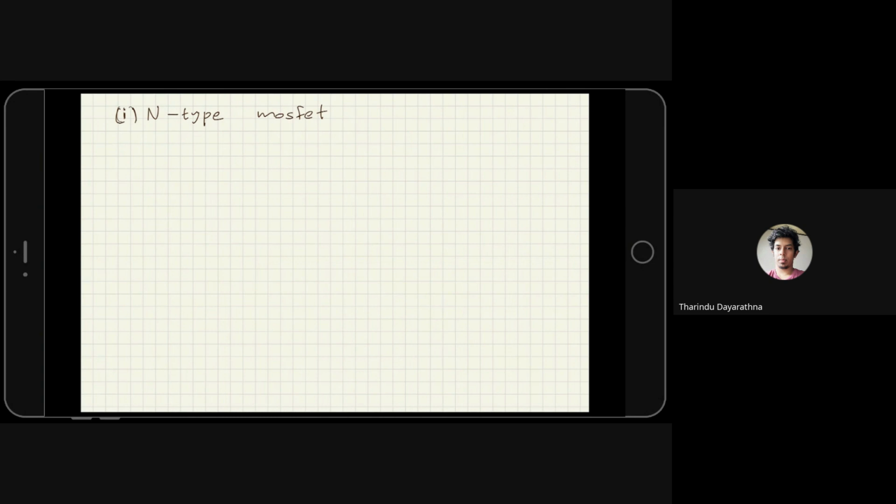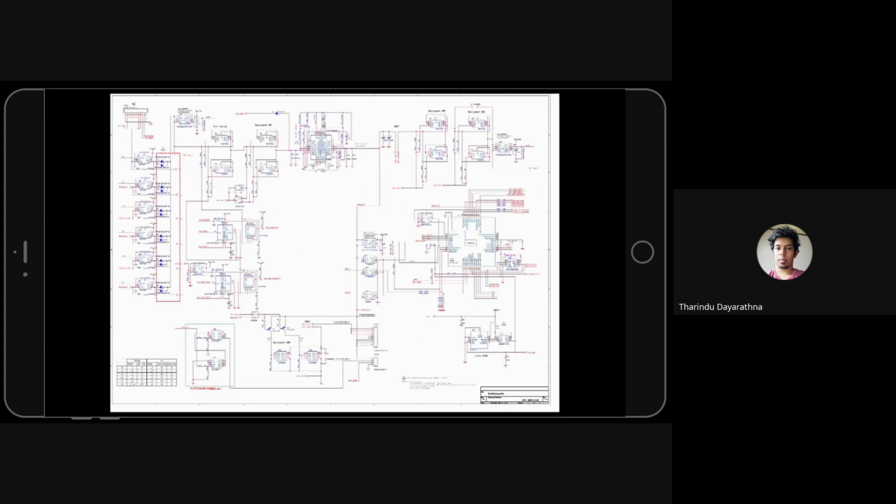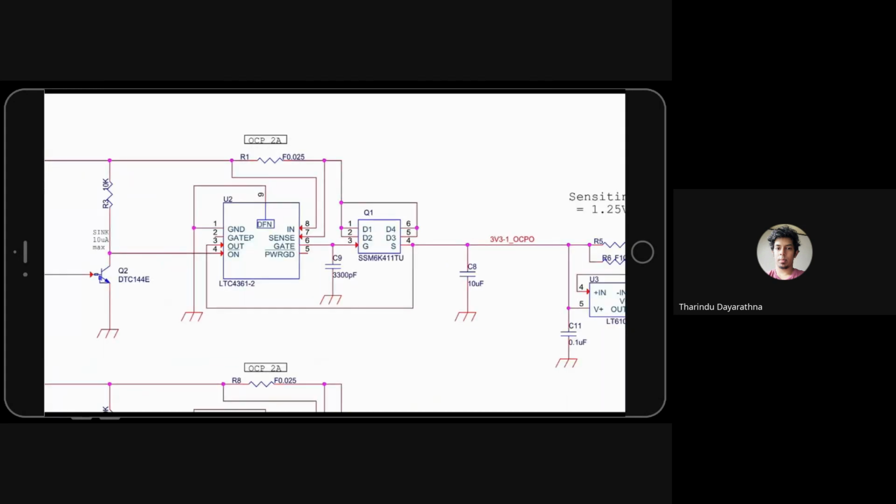Okay, let's say we have a battery here. Sorry, I need to check something. Oh, I want to tell you something. This is not an N-type MOSFET. This is not a P-type. This is an N-type MOSFET.